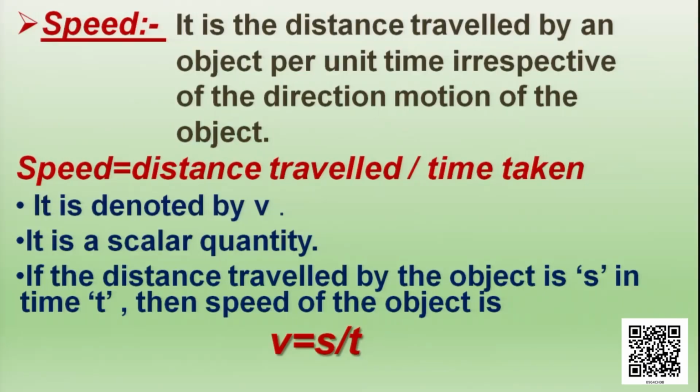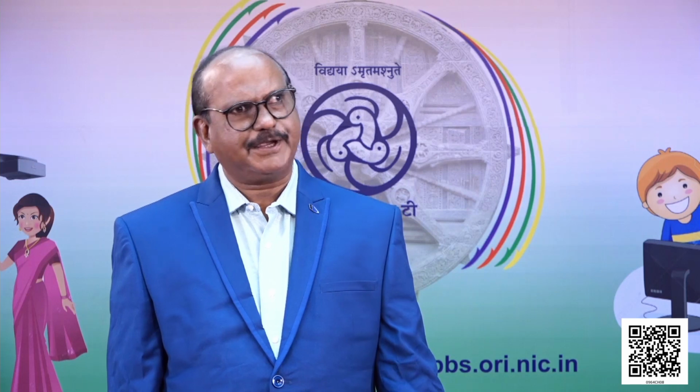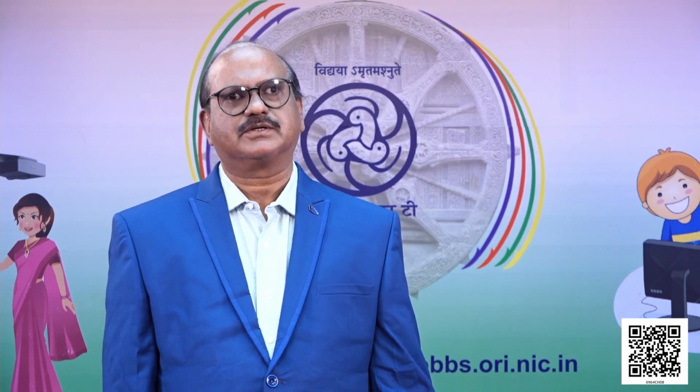If the distance travelled by the object is s in time t, say, then the speed of the object is v equal to s upon t. Distance travelled is s, time taken is t, therefore the speed v is equal to s upon t. Well, do you know the unit of speed? Please think.